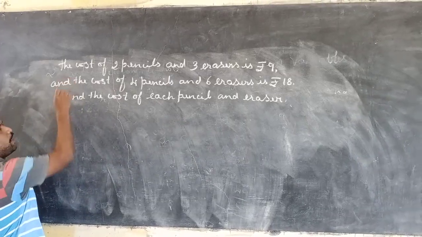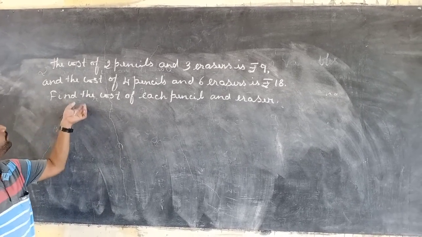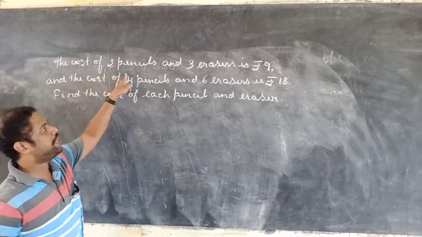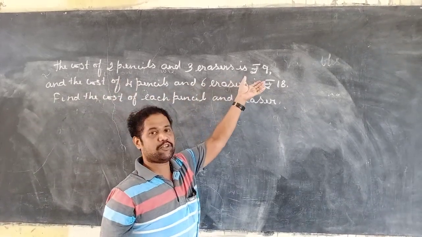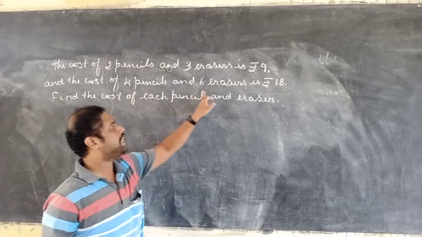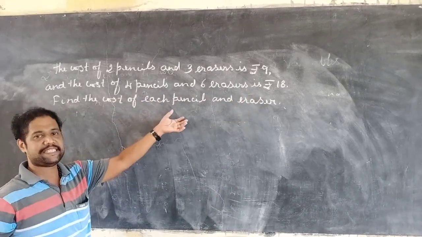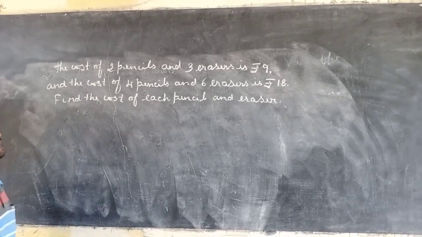Now we try to solve another problem by the method of substitution, the application problem. The cost of 2 pencils and 3 erasers is rupees 9 and the cost of 4 pencils and 6 erasers is rupees 18. Find the cost of each pencil and eraser. So the question is again clear.